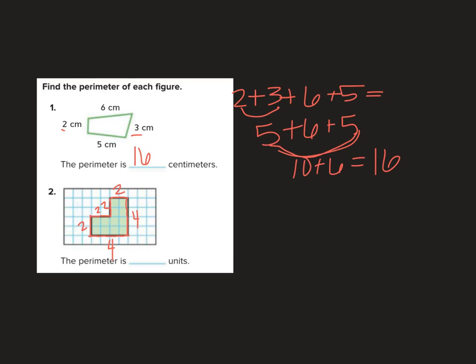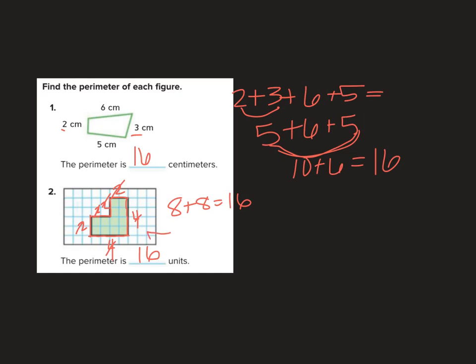Okay, so let's see what we're adding up here. We got 2, 4, 6, 8. Right? 2, 4, 6, 8 plus 4 and 4 makes 8. So this would also be 16 units for the perimeter.